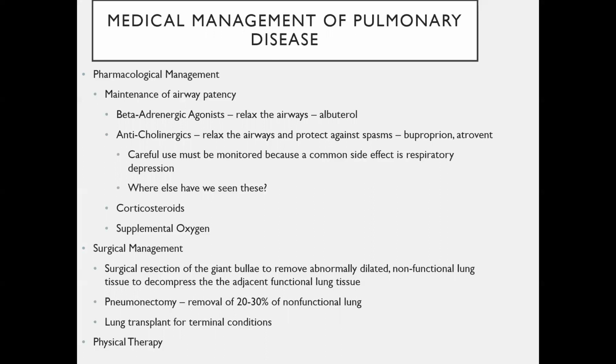Corticosteroids can help. Supplemental oxygen as well can help. Surgical resection of the giant bullae to remove abnormally dilated non-functional lung tissue can occur as well. But again, anytime that we do surgery in the lungs, that's where we're going to get into trouble. So they want to try to avoid even the pneumonectomy as well, where they remove some of the non-functional lung.